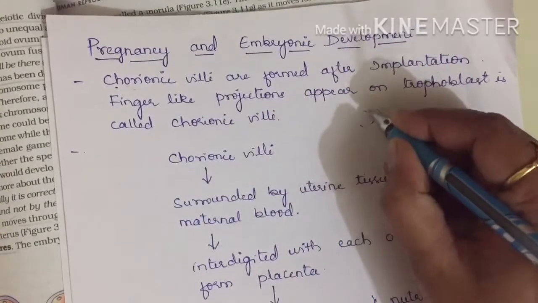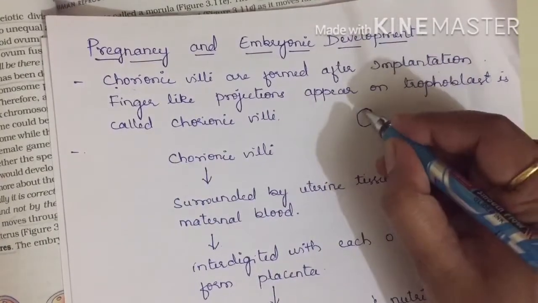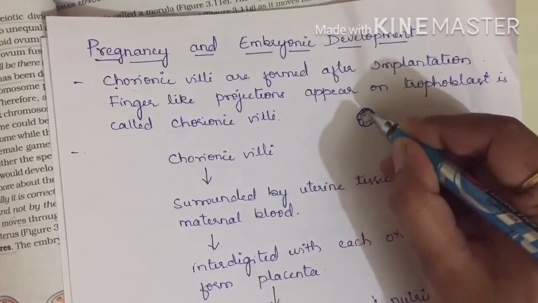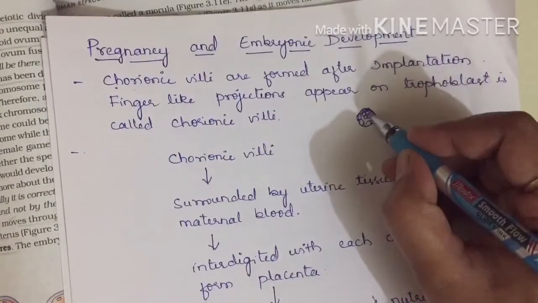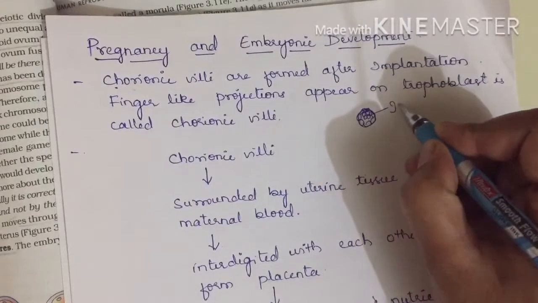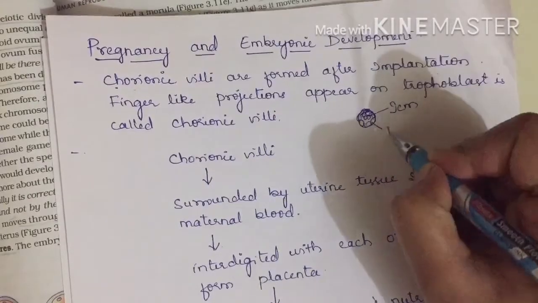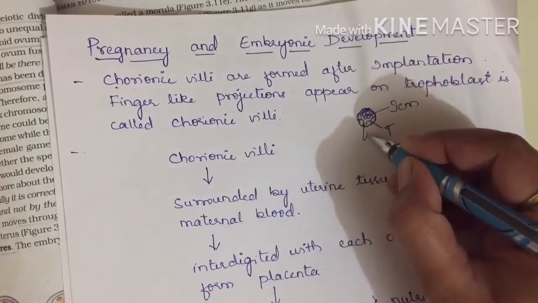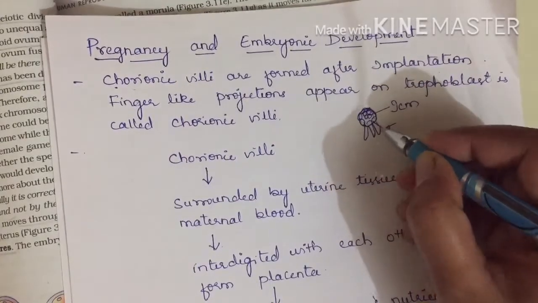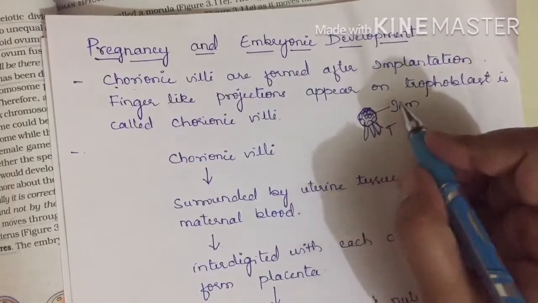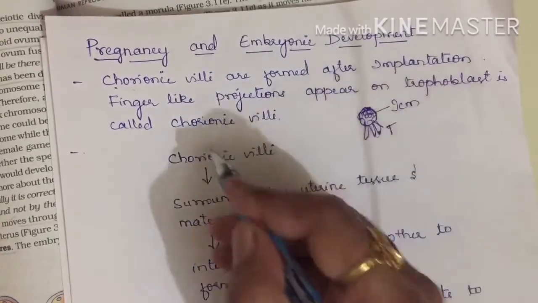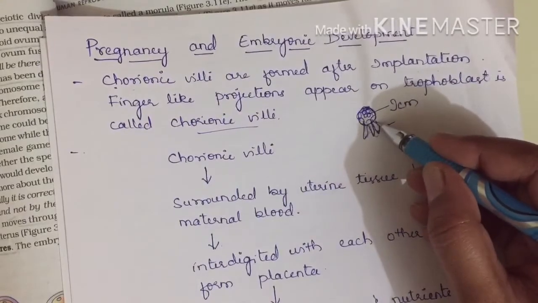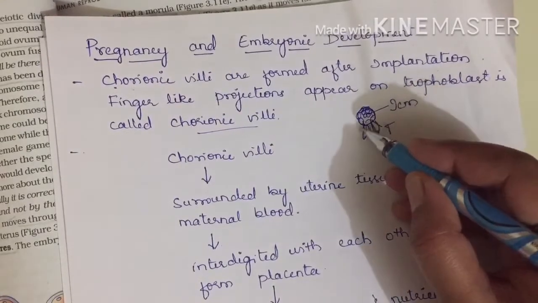Trophoblast, it was like this. Blastocyst, we have drawn something like this, which consists of one layer of cells outside, and the inner part consists of many cells. The inner part we call the inner cell mass, and the outer one we call the trophoblast. Now this trophoblast will produce finger-like projections, and these finger-like projections we call chorionic villi. These chorionic villi will get interdigitated with what? Interdigitated with the uterine wall.